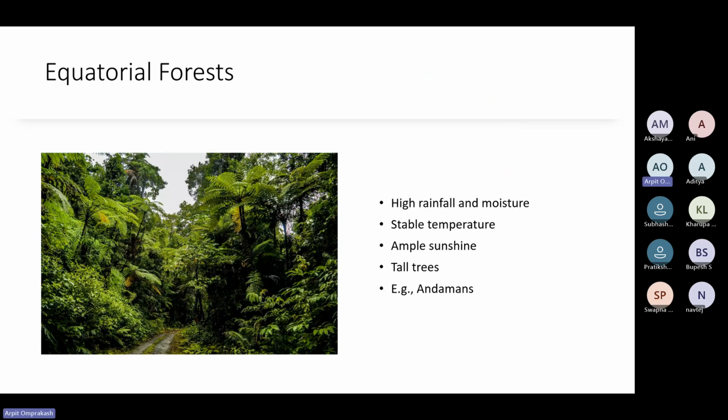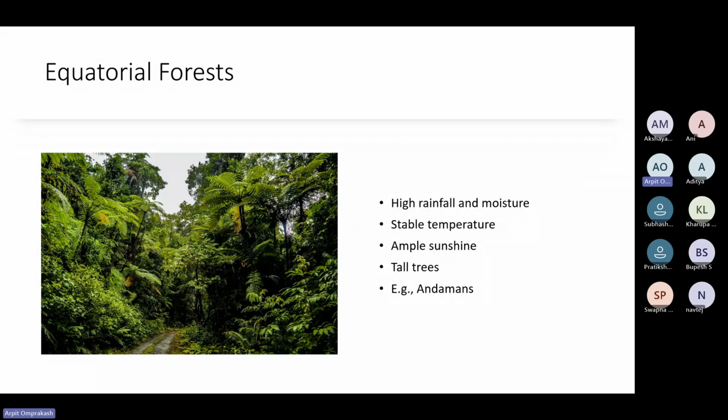Then we have equatorial forests, which are generally found in Andamans. So the islands located closer to the equator. Here the temperature is almost stable throughout the year, and you have lots of rain. Let's say it's raining almost every week, evening there's rain, and the days are also very similar across the year, and there's a lot of sunshine because it's closer to the equator.